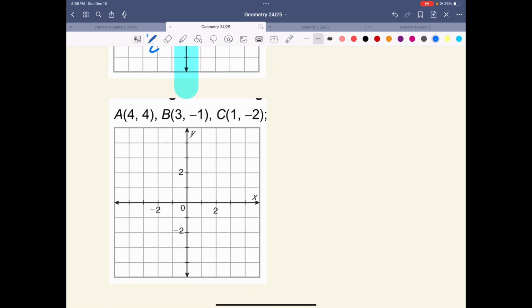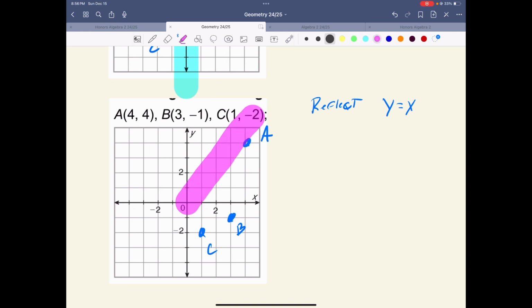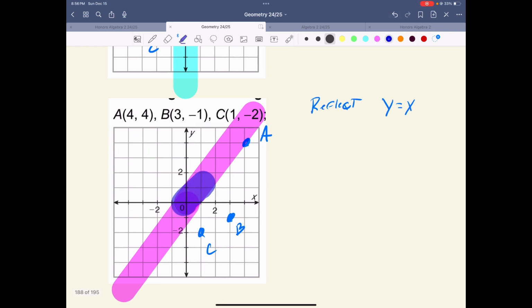For the third example, we're going to take those 3 points. We're still doing 4, 4, there's A. 3, negative 1, there's B. And 1, negative 2, there's C. But now we're going to reflect across y equals x. So y equals x is kind of this line right here. Right? If I draw it a little bit better, let's draw it with an actual line.